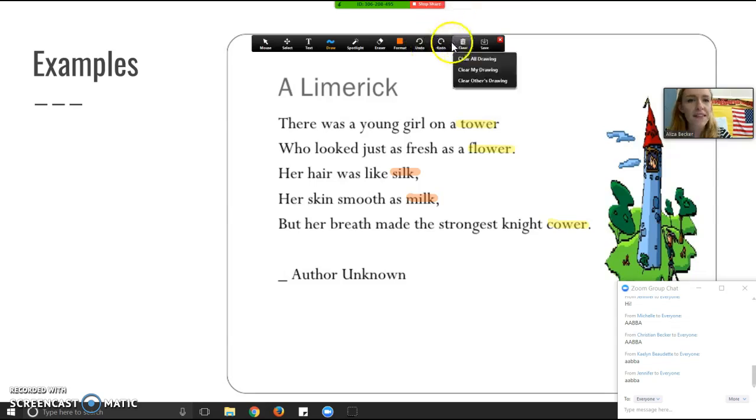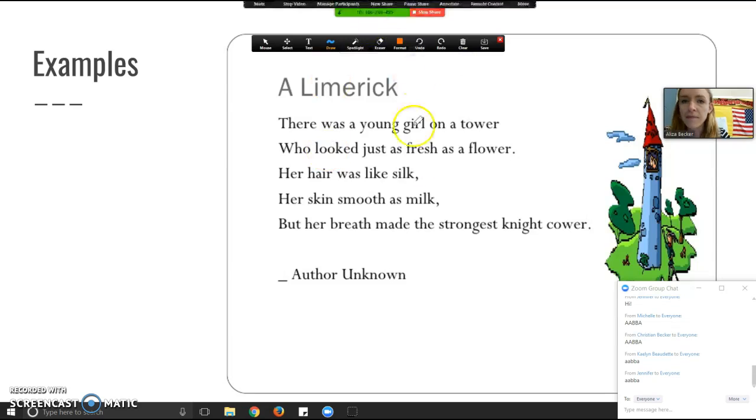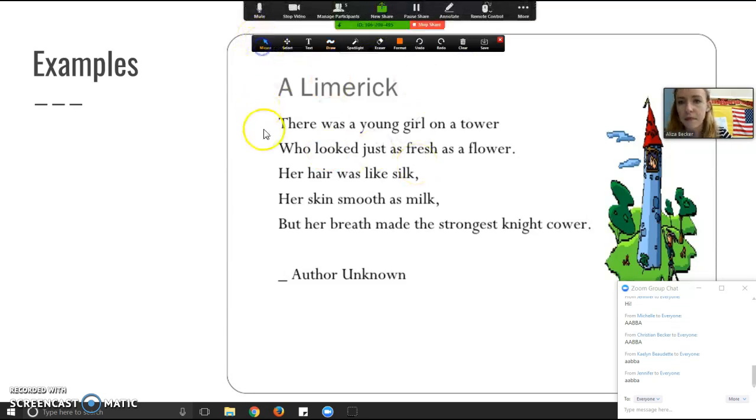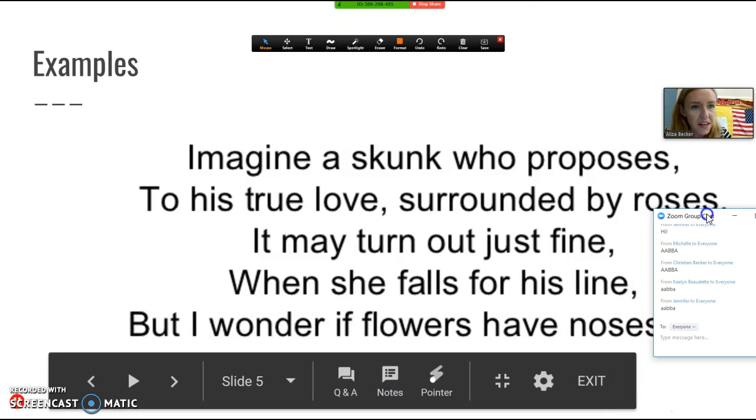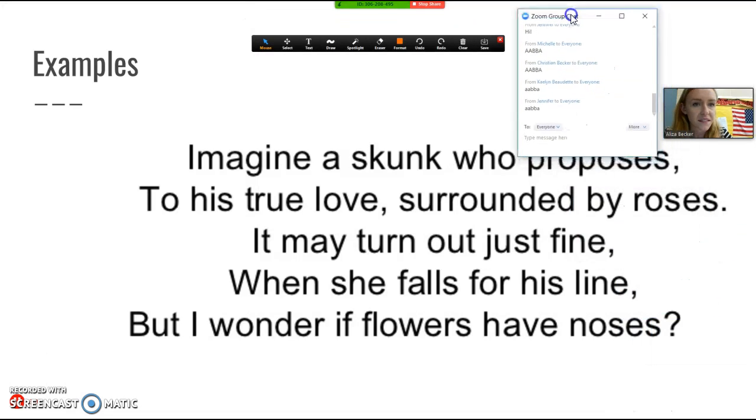We're going to look at one more example, and I'm going to see if you pick up on a pattern after we look at this next example. Okay. Ben, do you mind reading this poem for us, please?